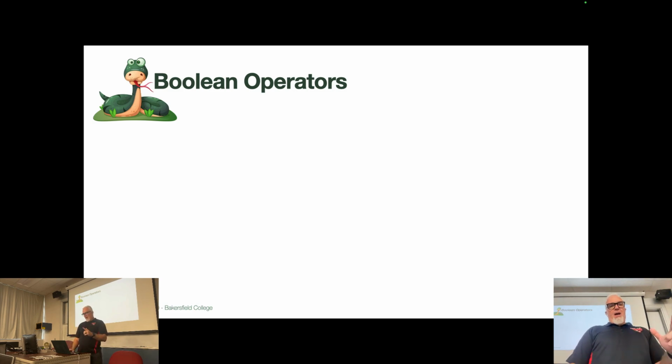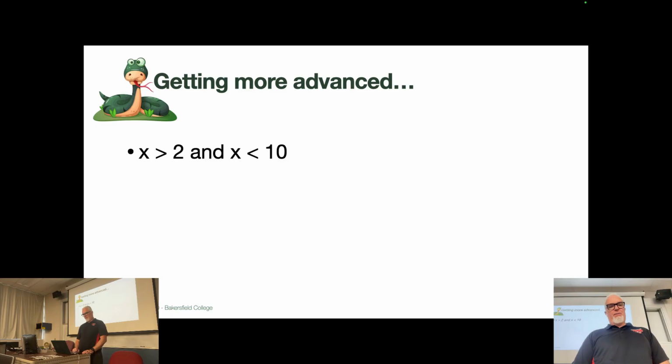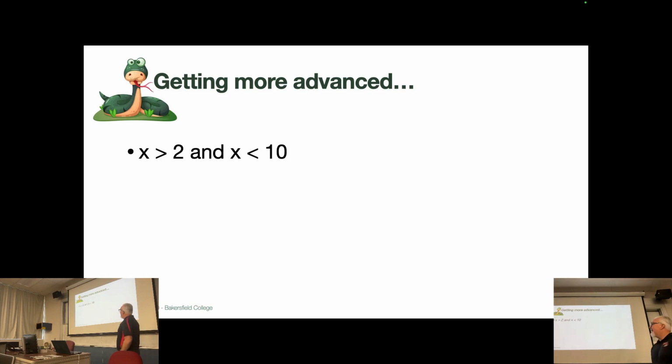It's interesting. Boolean operators are one of these three words: and, or, not. And with these three words, we can create overly complex expressions that look like this. Okay? If x is 11, is this true or false?